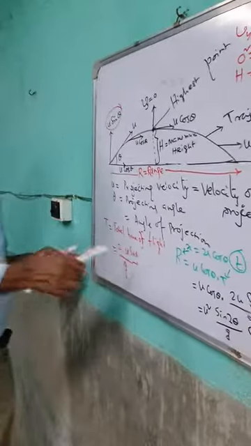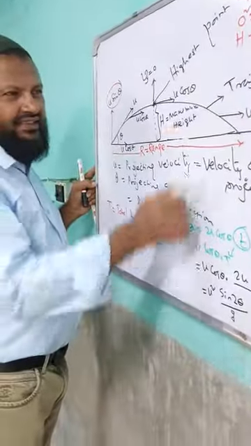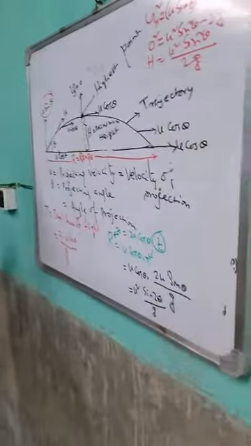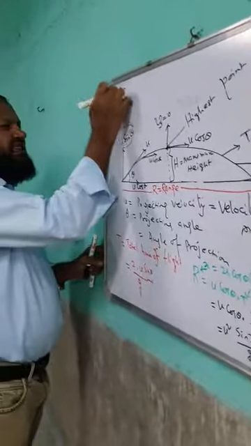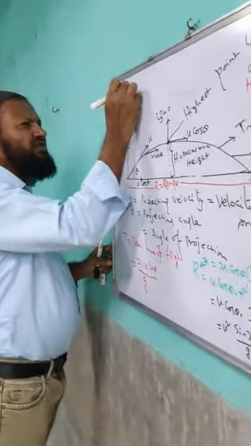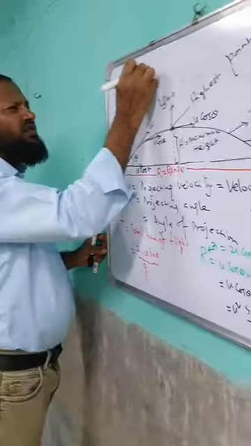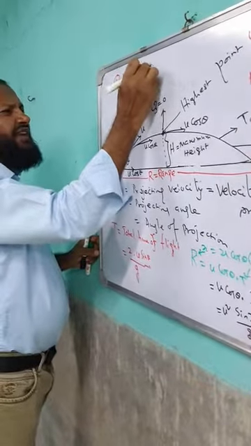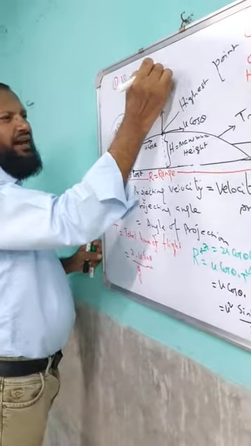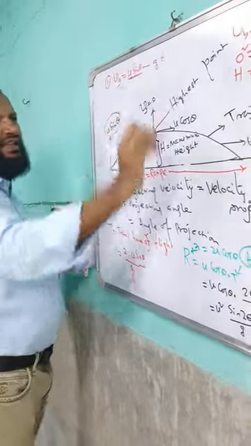This is the initial. This is the range. This is the maximum height. What is the general formula? General formula number one: vy equal to u sin theta, this is the initial velocity, minus gt.